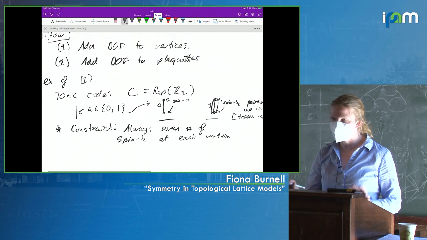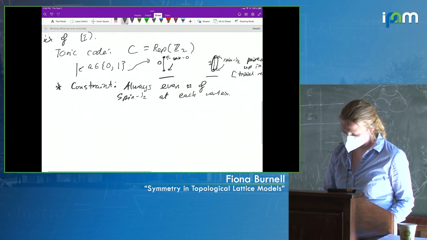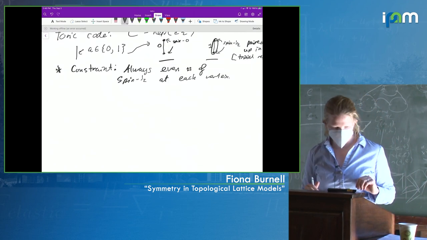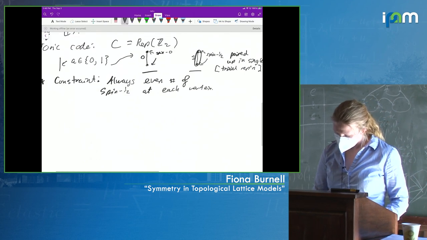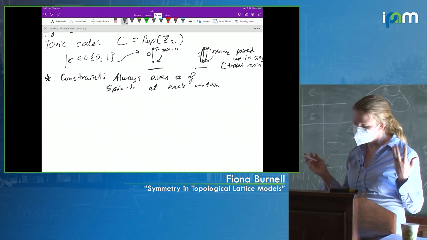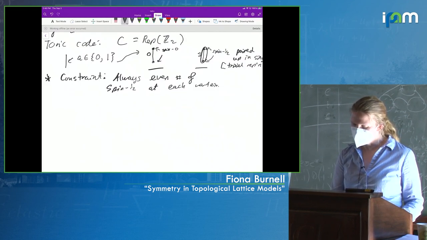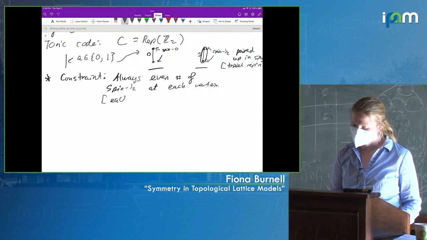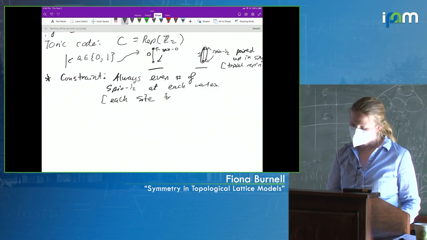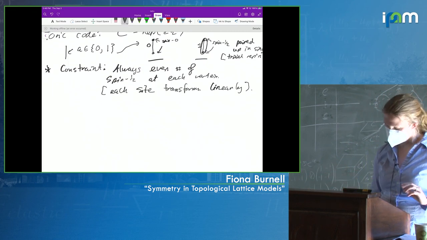And I should say this way of decorating is due to Xie and Ashvin, and they used it originally to think about SPT phases, but it's very effective in these topological models too, okay? But I'm going to have this constraint. I always want to have an even number of spin 1/2 at each vertex, okay? And that's because I want to guarantee that each site transforms in a linear representation of SU2, okay? Otherwise you're playing a slightly different game.